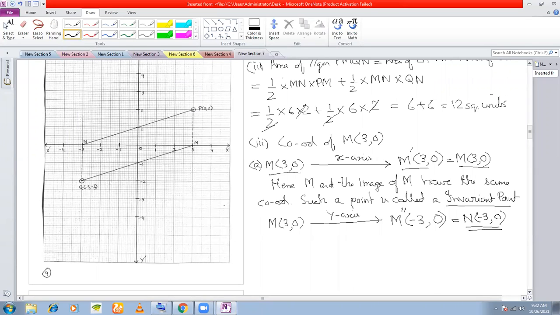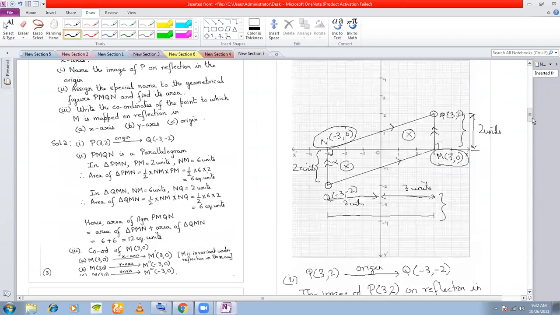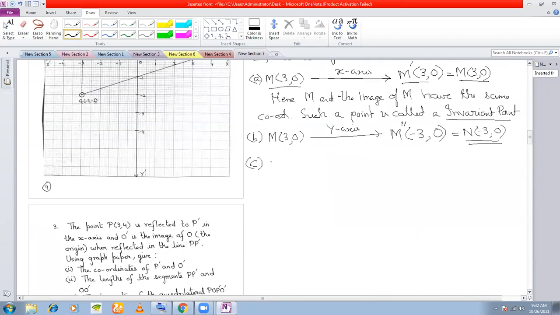Okay. That finishes part B of the question. And the third part is the origin. Yes, it has to be reflected in the origin. Now this is something very easy. 3, 0 when reflected in the origin, let us say I get an image M triple dashed. How do you reflect? You change the sign of the x coordinate and you change the sign of the y coordinate also. So what you see here, again, you are getting the point N.